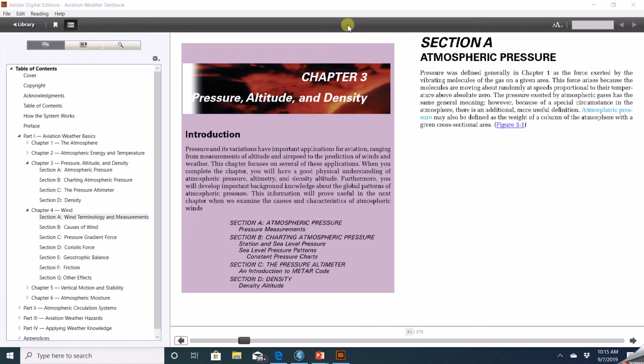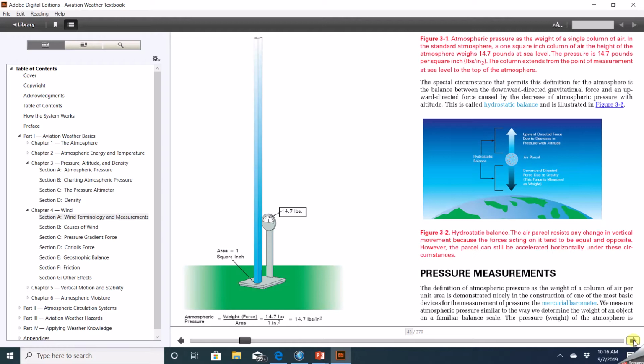Okay, this week we're going to talk about pressure, and then we're going to move on to wind. There's a lot of elements to each of these, so we'll talk about them in a little bit here, just to see if we can explore them. So let's take a look at pressure.